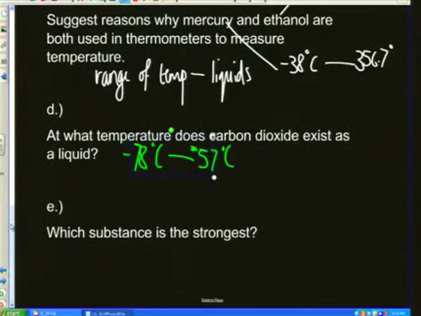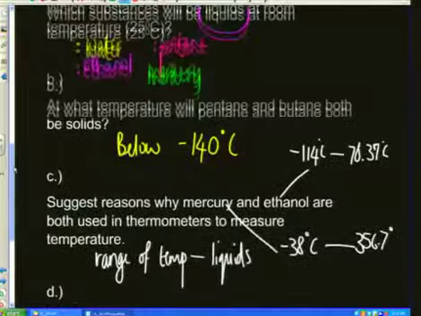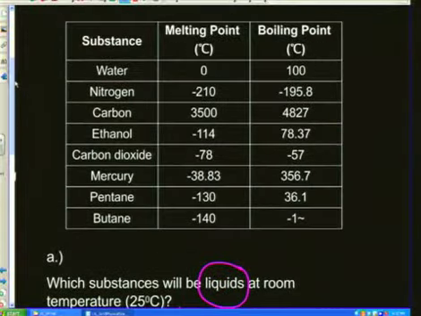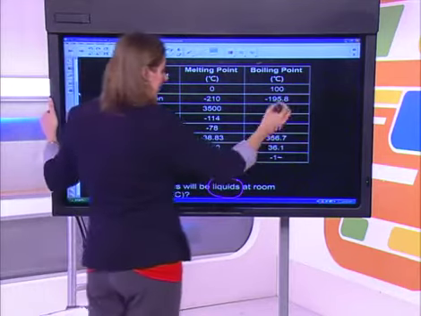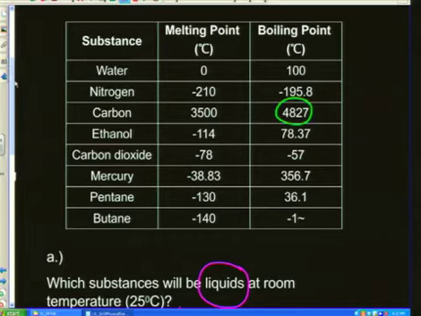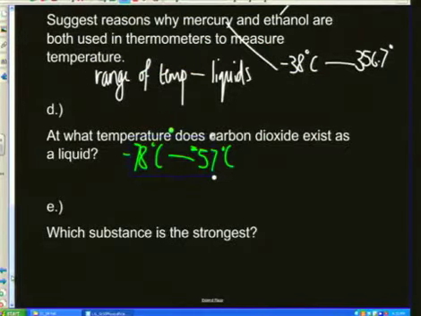At which substance is the strongest? You've got to go and look at your table and say, which one will the forces between those particles hold them together so much that they're not going to change phase? Very easily, it must be the one that has the highest temperature reading, or the highest boiling point reading, or the highest melting point reading. Definitely carbon, and so on this table, carbon is the strongest. So carbon.